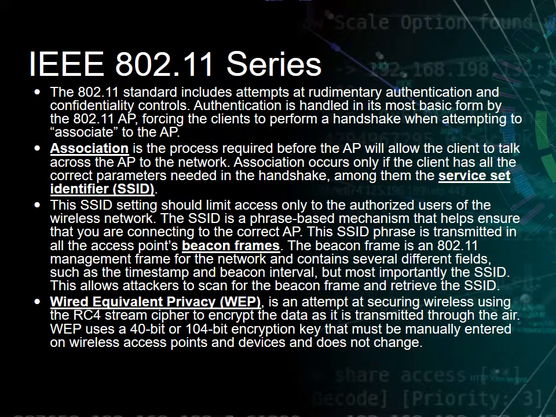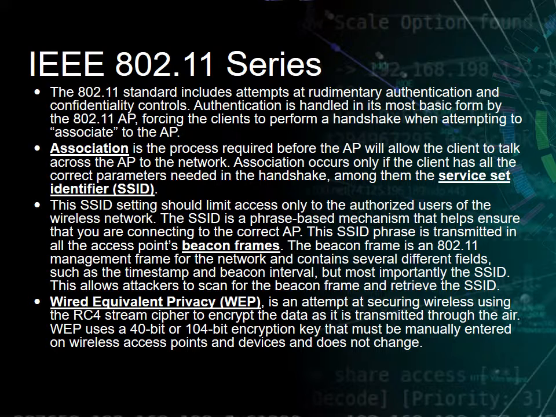802.11 includes attempts at rudimentary authentication and confidentiality controls. Authentication is handled in its most basic form by the access control point, or the access point. It forces the client to perform a handshake when attempting to associate with the access point. Association is the process required before the access point will allow the client to talk across the access point to the network. Association occurs only if the client has all of the correct parameters needed in the handshake. Among them, the service set identifier, or the SSID, needs to be correct.